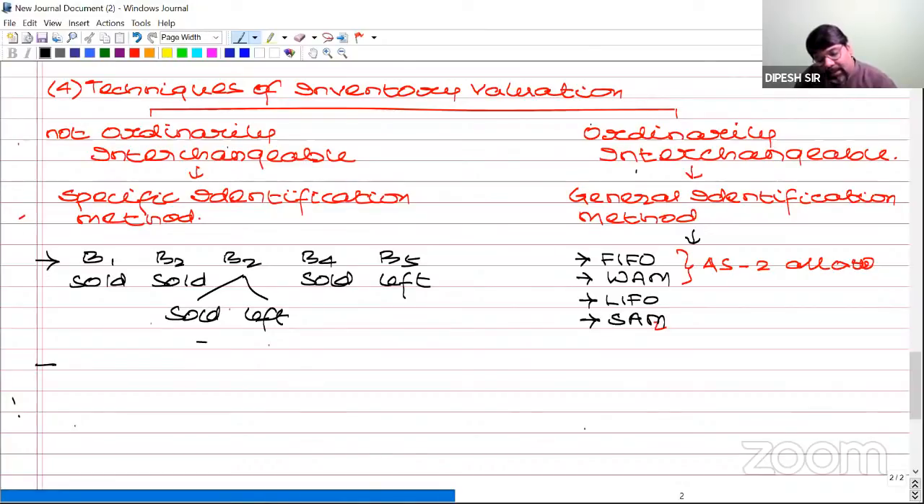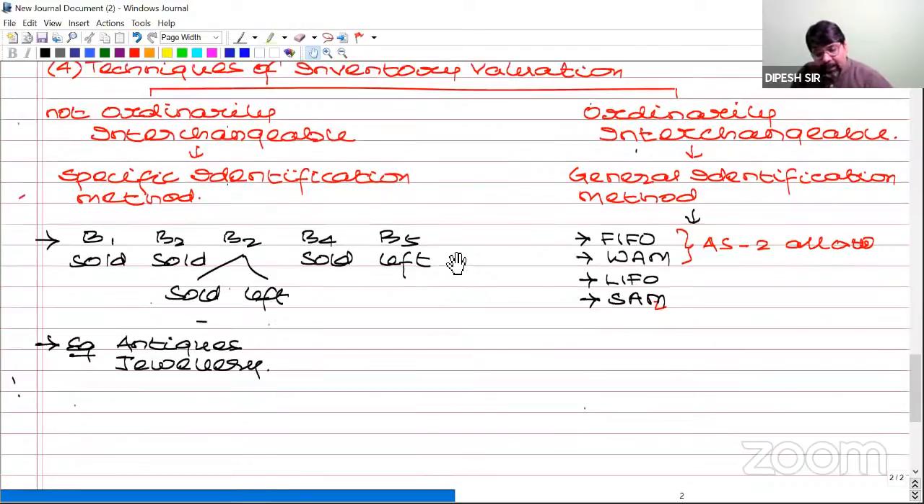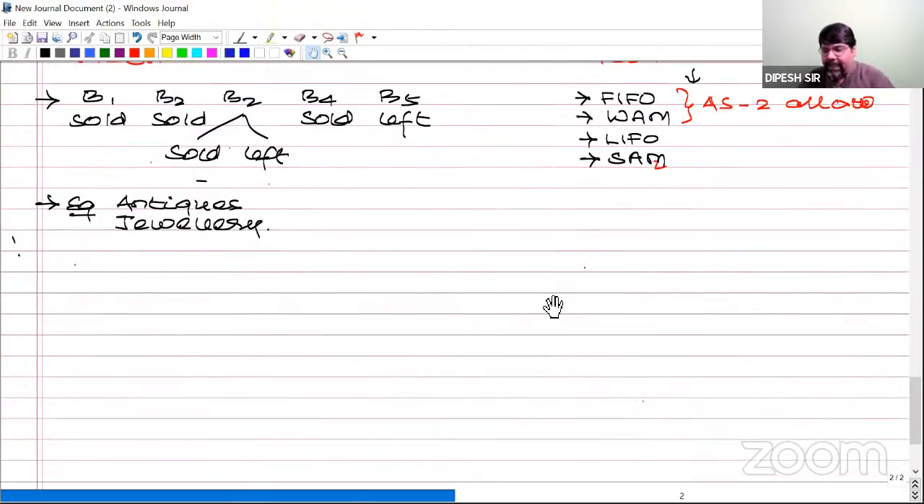This method is popular in the case of antiques. If I'm doing the business of antiques, I know which antiques are unsold, and I have the bill for them. I know this antique cost is this much only. Or in the case of jewelry. Am I clear? So these are your inventory valuation techniques.